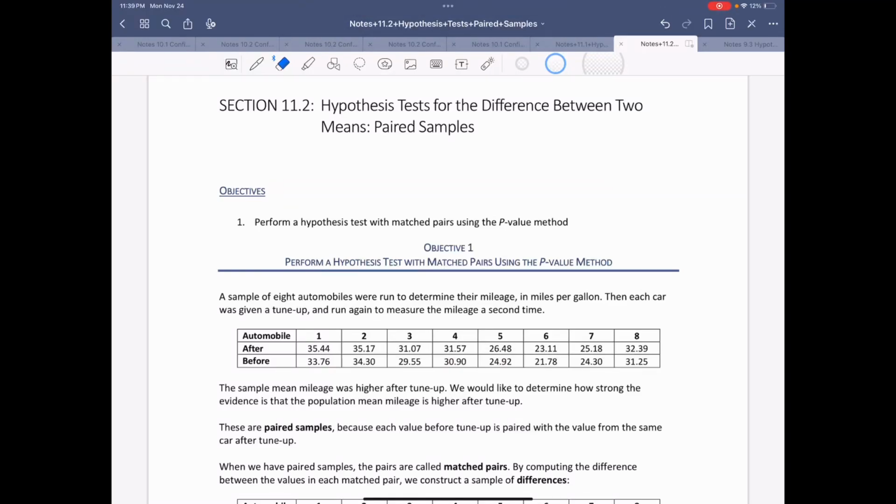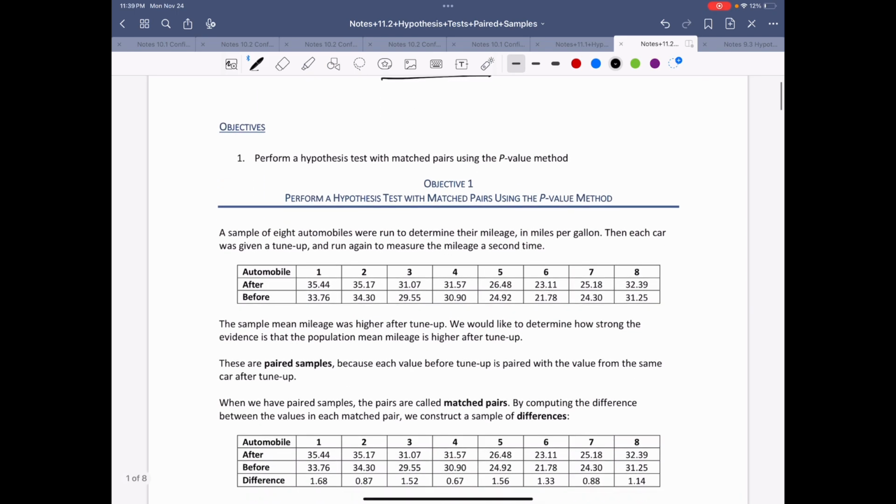What this lesson is going to teach us is how to construct a hypothesis test for the difference between two means when you have paired samples, like what we talked about back in chapter 10. If you look at this problem, it says a sample of 8 autos were run to determine their mileage in miles per gallon. Then each car was given a tune-up and run again to measure the mileage a second time. So you've got one group of autos, 1 through 8, and you've got after and you've got before.